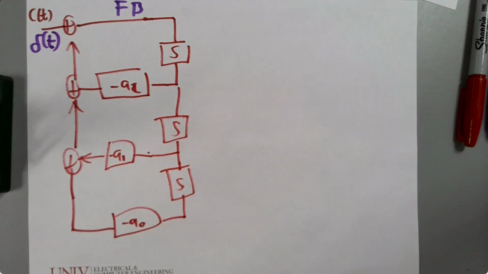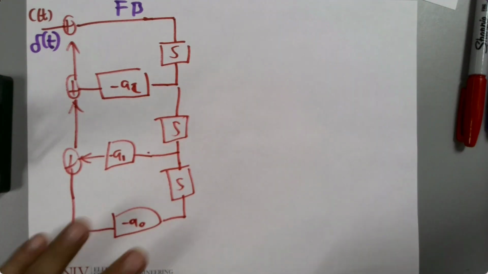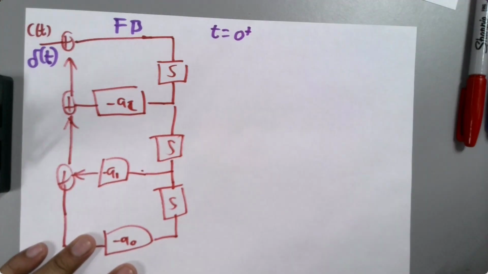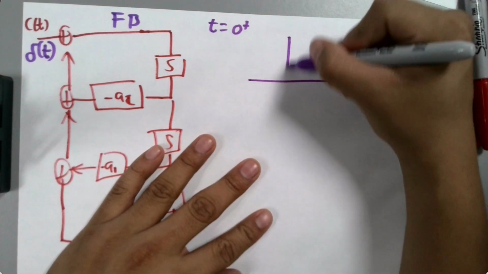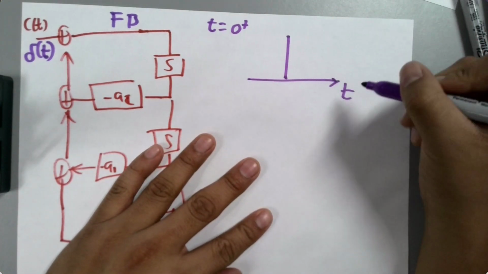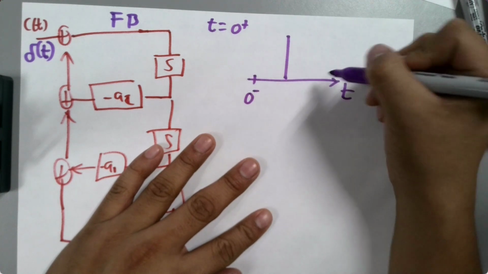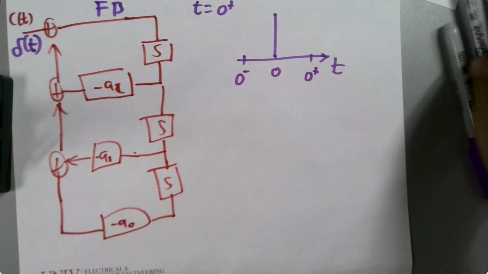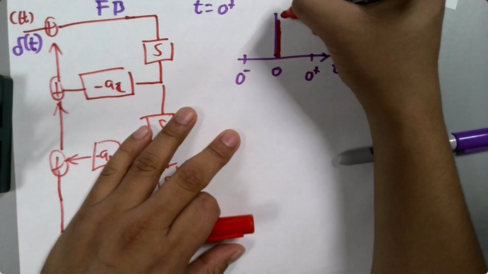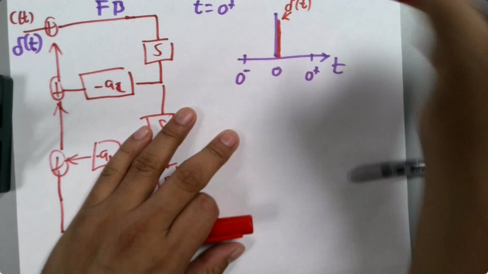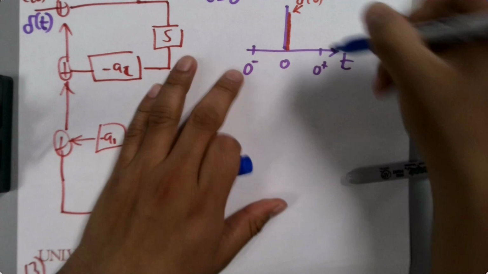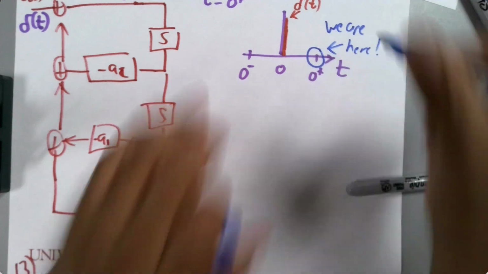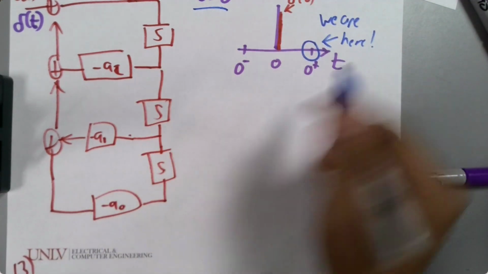But the analysis that I'm going to try and get to you is we're not looking at t is equal to 0. We're looking at t is equal to 0 plus, all right? So what I'm going to draw for you guys is here's our time. Time goes forward. Here's 0 minus, here's 0 itself, and here is 0 plus, okay? Our Dirac delta is right there, okay? But we are here.